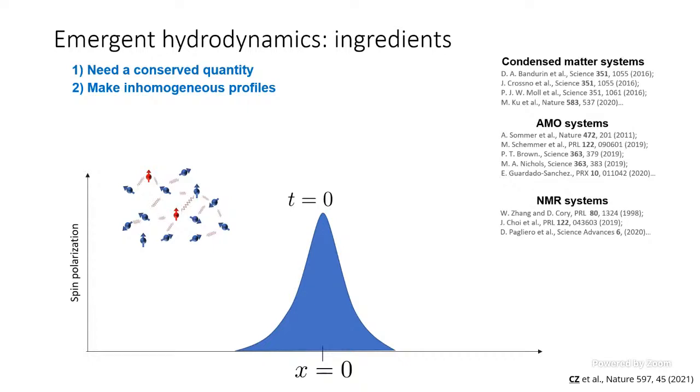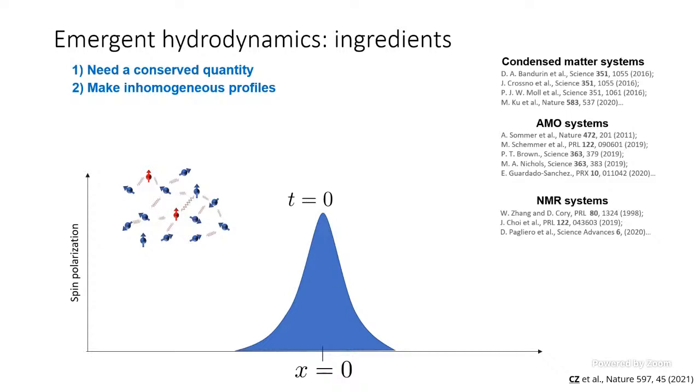Okay, so the first thing is we need a conserved quantity, as I mentioned, because this is exactly the quantity we're going to look at. And in our spin system, this conserved quantity is exactly the spin number, the total spin number projected on, for example, the z direction. And then we also need to kick the system out of equilibrium, so we need to make an inhomogeneous profile of our spin polarization.